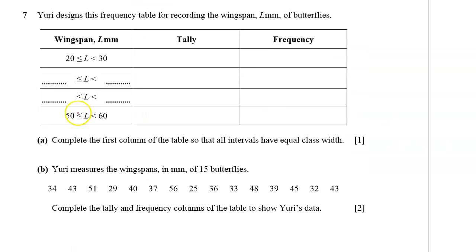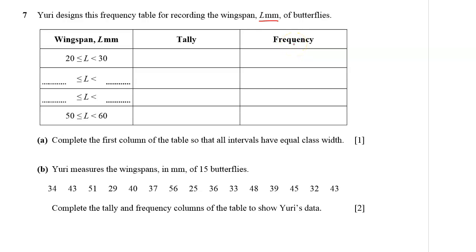Number 7. Let's look at number 7. Yuri designs this frequency table for recording the wingspan L in millimeters of butterflies. Okay, because we have wingspan, 20 is less than or equal to L, the wingspan, which is less than 30. Of course, we have the tally, we have the frequency right there.